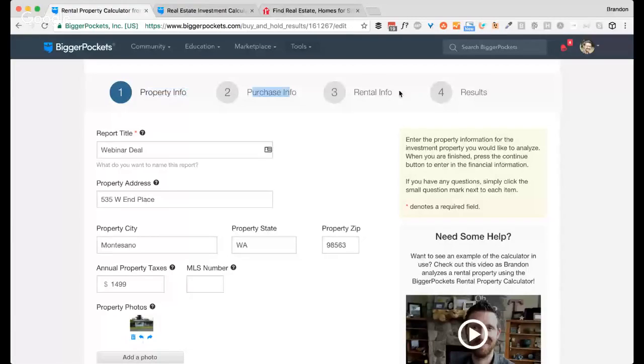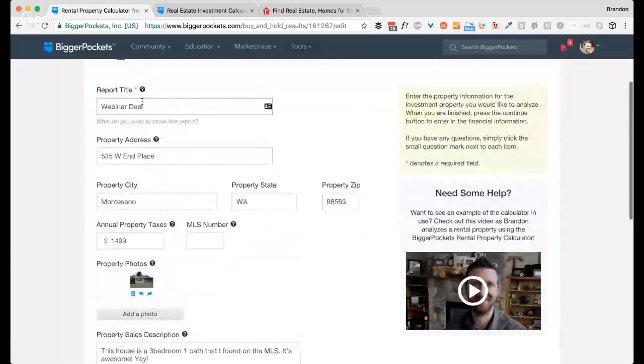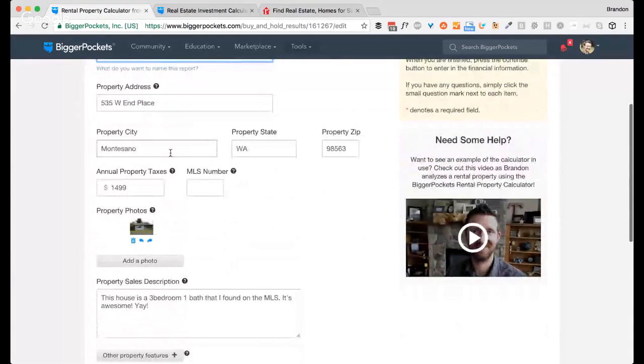All right, so let's go back over to here. Again, there's 3 pages to worry about: page 1 at the top, page 2 at the top, and page 3. All we're going to do is walk through page 1, page 2, and page 3. So we start out with a title. What do we want to call this? Well, I'll call it webinar deal. I put the address, city, state, zip code.